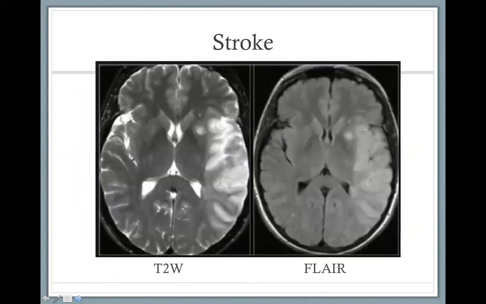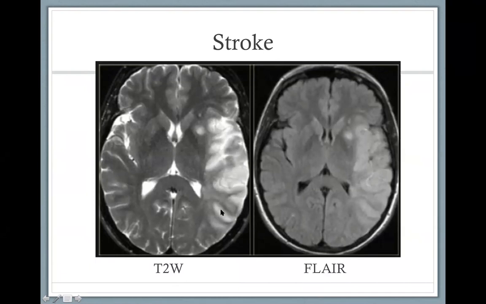Now, remember that a stroke can be seen both on CT and MRI, but it is more sensitive or easier to see on MRI. And because it represents edema or fluid, it can be easily seen on T2 weighted sequence. And here you can see this is a good example of cytotoxic edema. The reason I know it's cytotoxic is that I see the involvement all the way to the periphery of the brain. So the gyri are involved, not only the white matter.